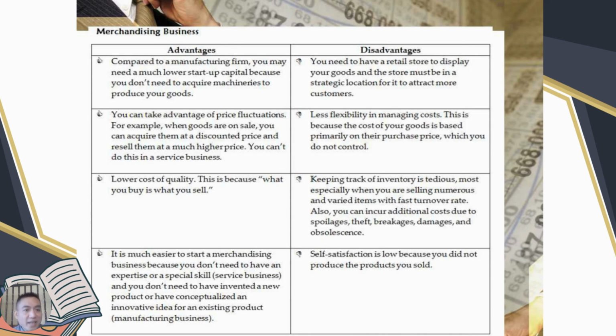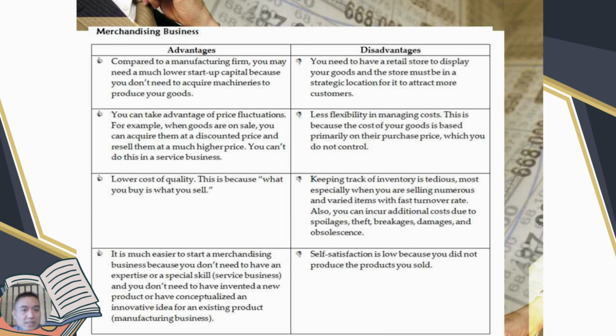Now let us go to the second type, which is the merchandising business. These are the different advantages. Number one, compared to a manufacturing firm, you may need a much lower startup capital because you don't need to acquire machineries to produce goods. You can take advantage of price fluctuations. For example, when goods are on sale, you can acquire them at a discounted price and resell them at a much higher price. You can't do this in a service business.